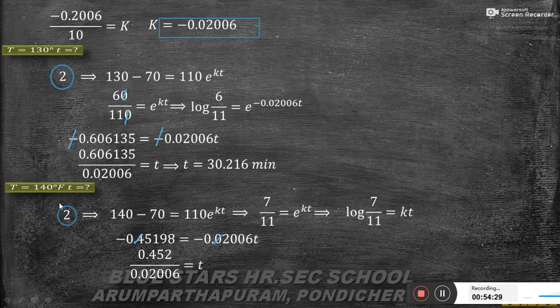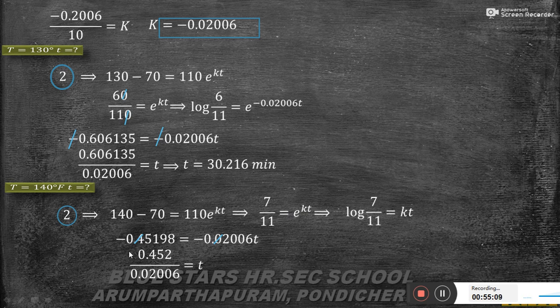So next, the coffee temperature is 140 degrees Fahrenheit. Now we will find out the time. So from equation number 2, the same equation, I substitute capital T equal to 140 degrees Fahrenheit. So 140 minus 70 equal to 110 e power kt. So which implies 70 by 110. So the 0 cancelled, 7 by 11 equal to e power kt. So I take the log on both sides. So log of 7 by 11 equal to log e kt. So log and exponential cancelled, kt.